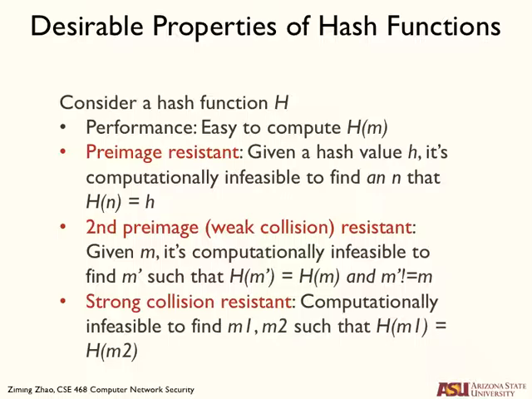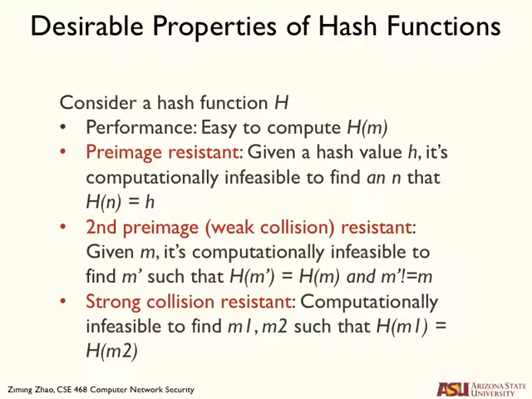And the third property is called weak collision resistance, or second pre-image resistance. It says that given a message, it is computationally hard to find m prime such that the hash values of m and m prime are equal, and m is not equal to m prime. Basically we are saying that we want to find a collision. But in this case, we know the original message. We want to find a collision targeting the original message.